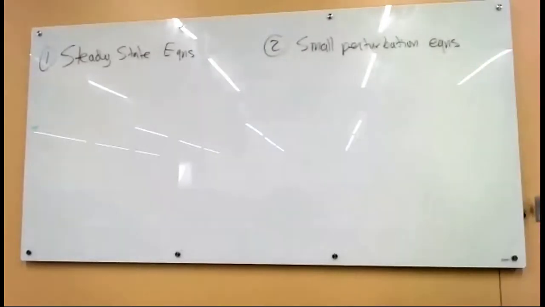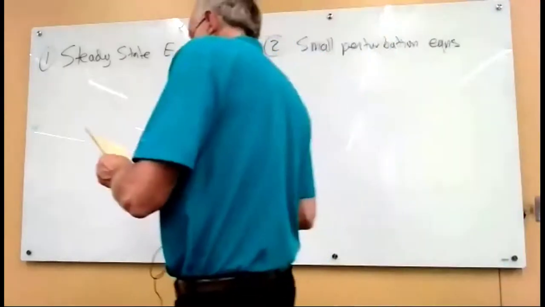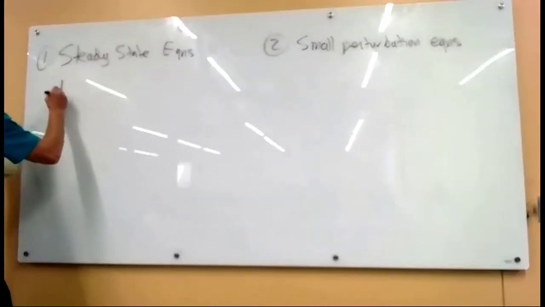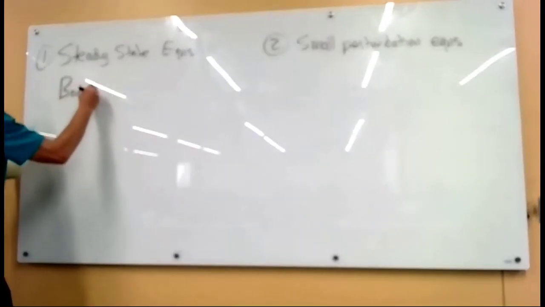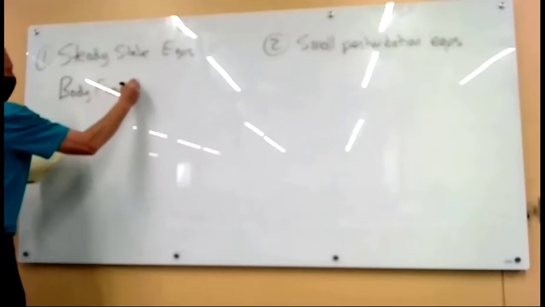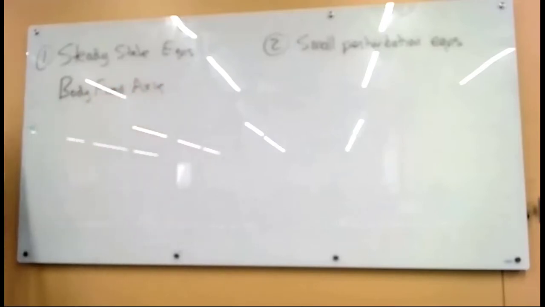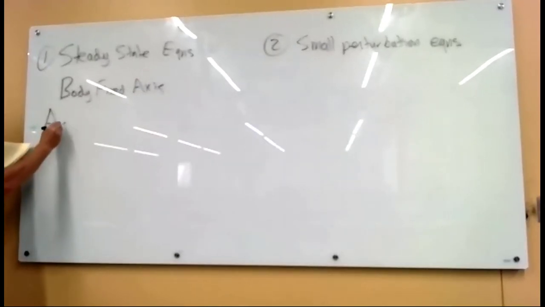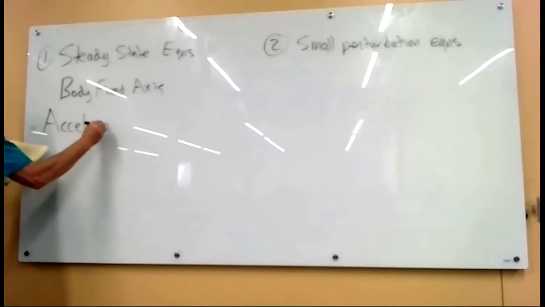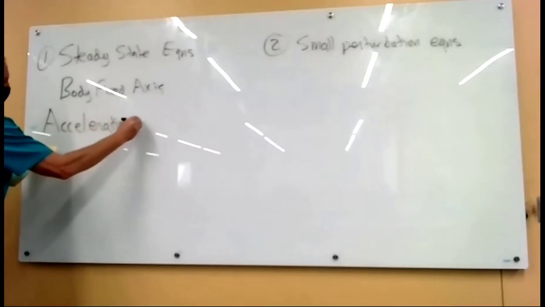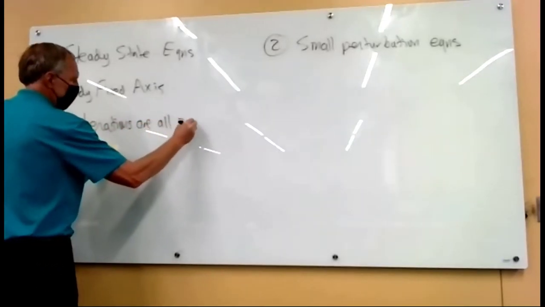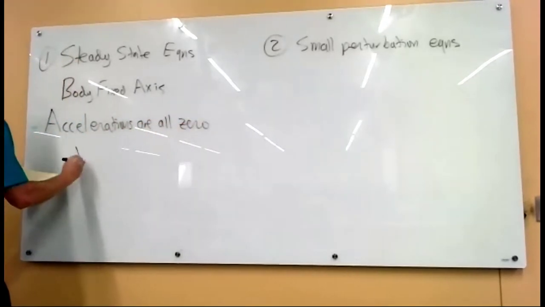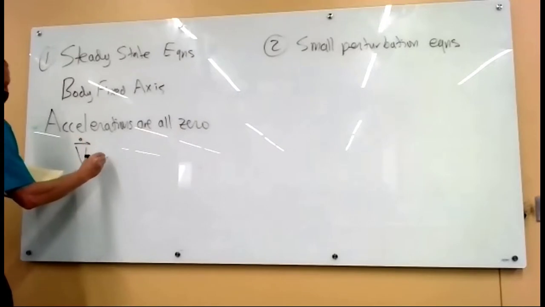So we're going to analyze both of those. So first, steady state. In the steady state side, in the body fixed axis, because that's what we're working in, all of the UVW, PQR, it's all body fixed stuff. We're going to say the accelerations are all 0.